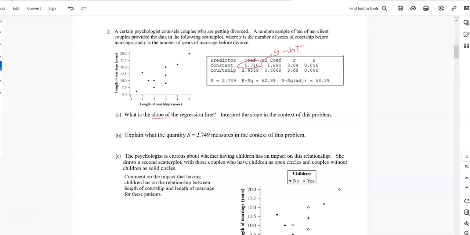This one says, and I might ask you to interpret the y-intercept. So definitely know that one, like we did in the quiz. Interpret the slope. So the slope is 2.45. So first identify the slope.